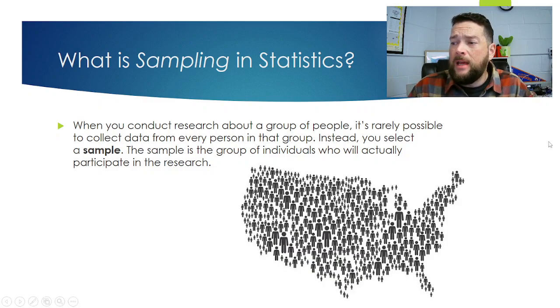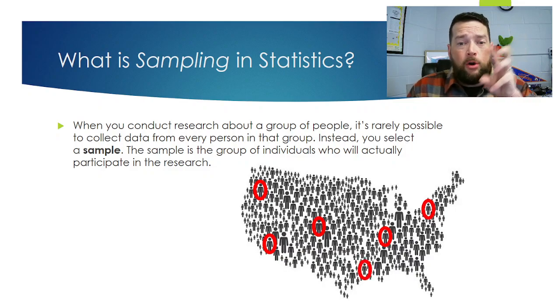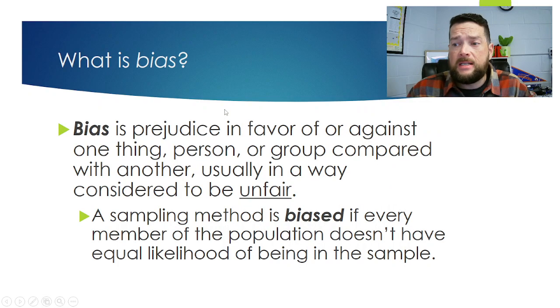So sampling just means that we don't ask every single person in a population. We ask selected individuals, all right? And generally speaking, there's a process for selecting those individuals, but that's what sampling in statistics is.